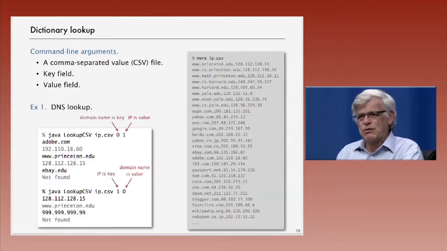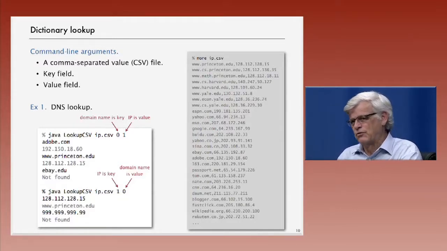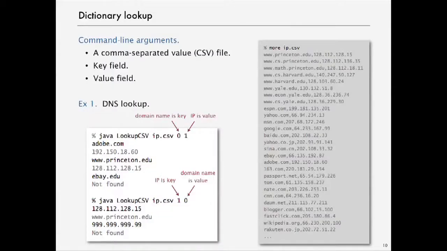In this example, our CSV file relates URLs to IP addresses. So each line has a URL and an IP address, and they're separated by commas. And in general, a CSV file might have many fields separated by commas. So we number them 0, 1, and so forth, starting from the left. So what we are going to do with this client is specify with integers which field is the key and which is the value.